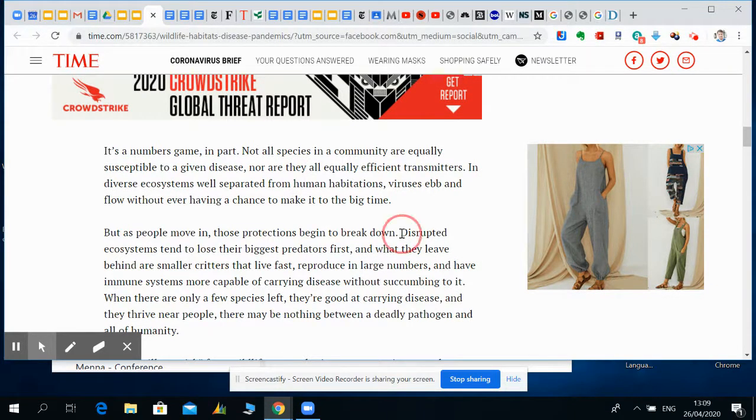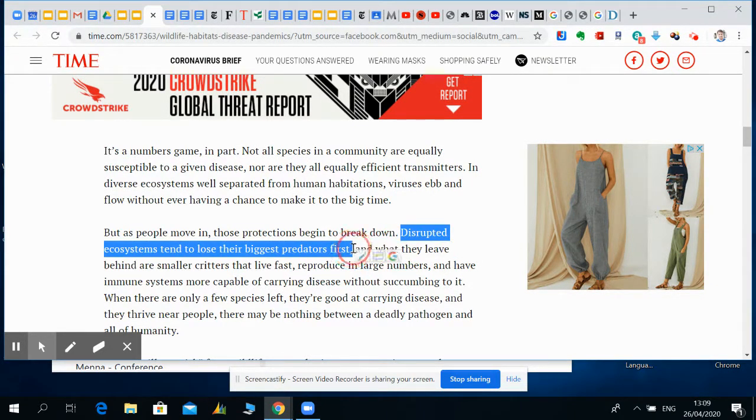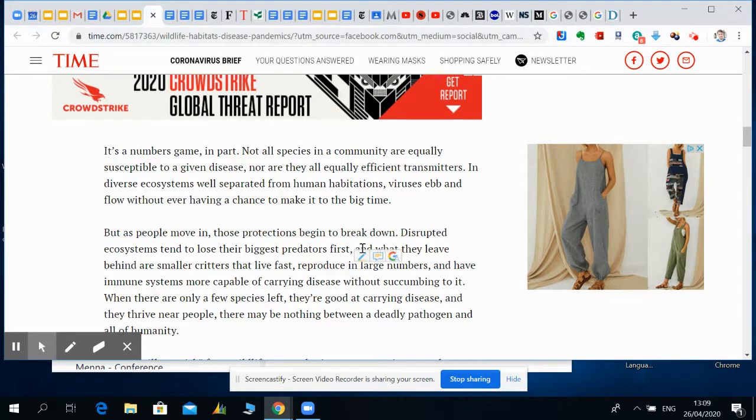Disrupted ecosystems tend to lose their big predators first. Yeah, I can connect that to situations I've already seen. I saw that we destroyed the wolf, which we've now reintroduced in Yellowstone National Park. In the oceans, we've systematically killed sharks and some of the bigger predators, and that has an impact on the system overall. Okay, I'll read on. And they leave behind the smaller critters that live fast, reproduce in large numbers, and have immune systems more capable of carrying disease without succumbing to it.